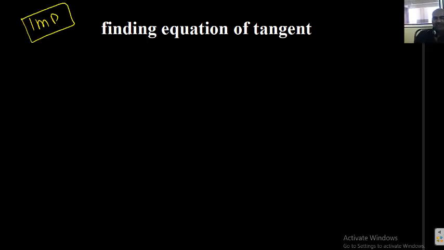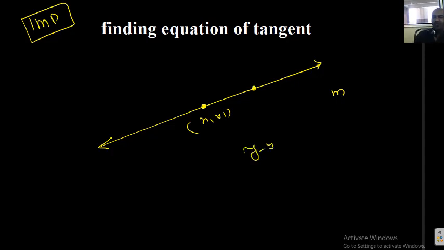Finding the equation of a tangent. Okay, before that, if a straight line is given on a coordinate plane, how to find its equation? So we need at least 2 points. At least 2 points are required to find the equation of a straight line, or at least 1 point and its slope. For example, the point is given as x1, y1 and the slope of the line is given as m, then you can find the equation of the straight line. What is that? y minus y1 equal to m times (x minus x1).